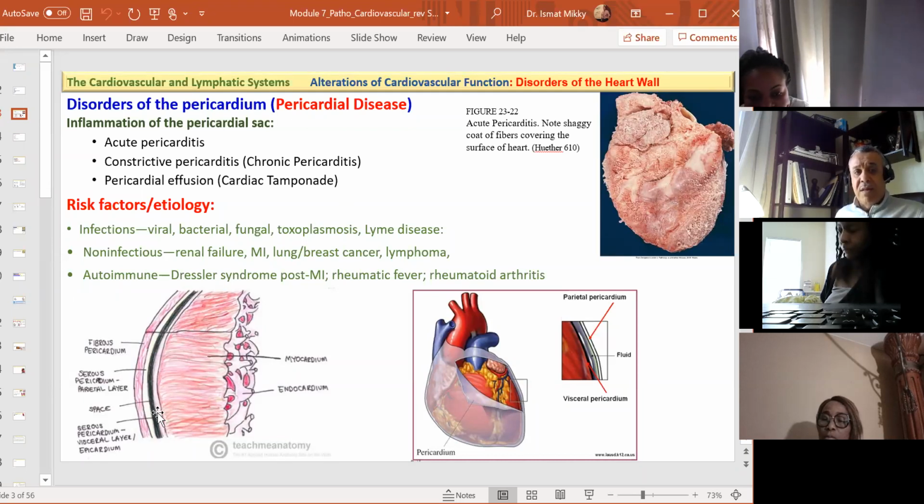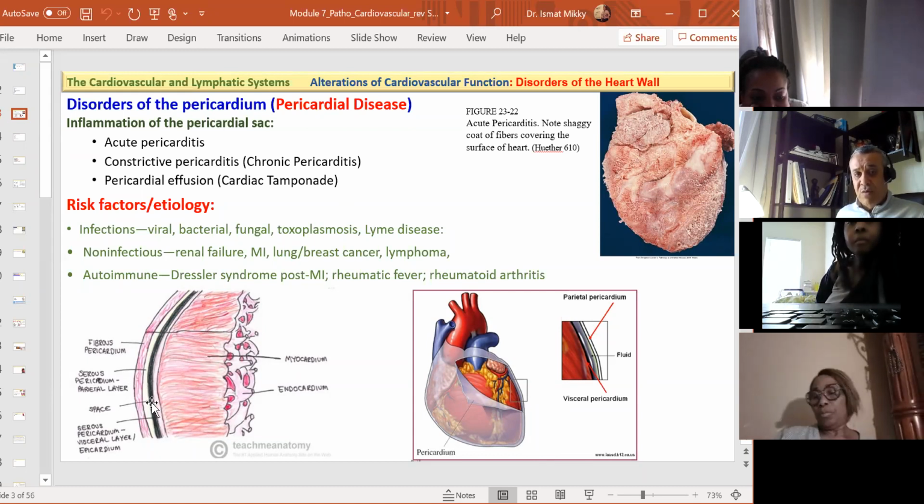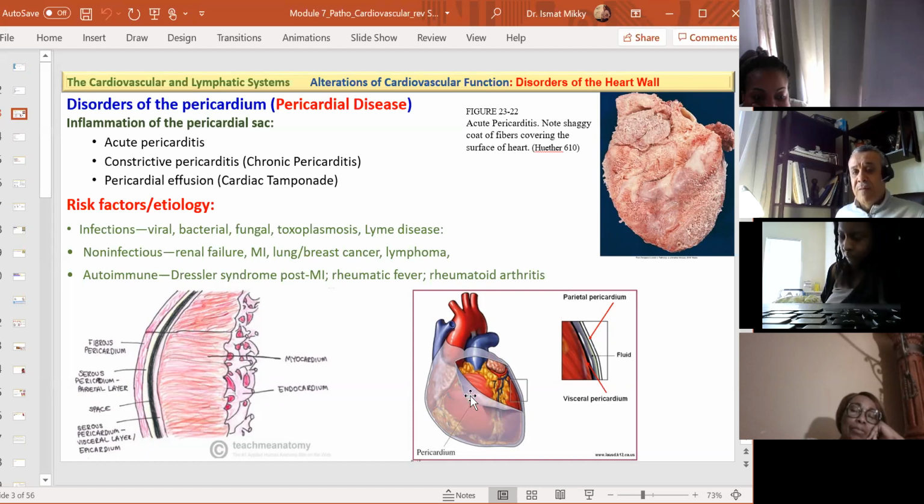Then the myocardium, and then the pericardium: the serous visceral, and then the parietal. Between the parietal and the serous, we have a small amount of fluid, and then the outer one would be the fibrous pericardium. So these are very thin layers, as you see here, like a very thin sheath that covers the heart.